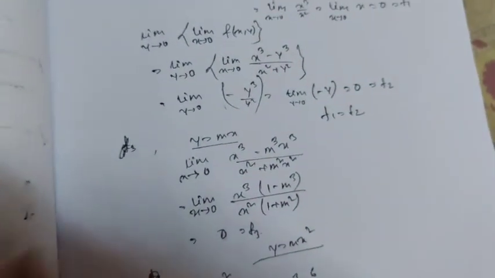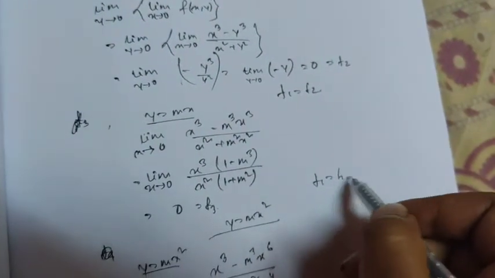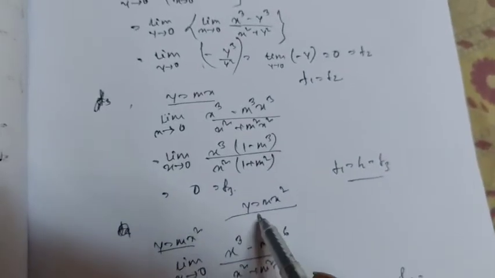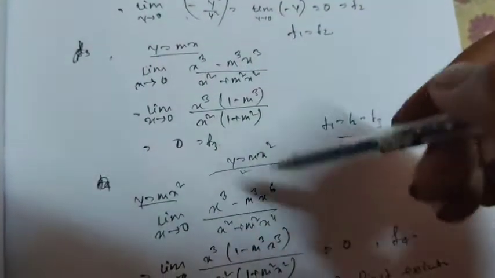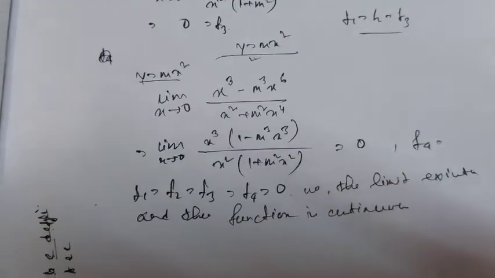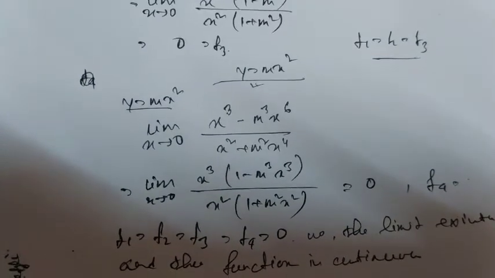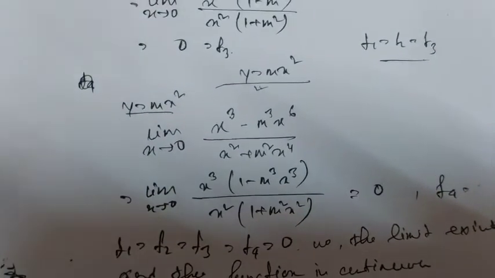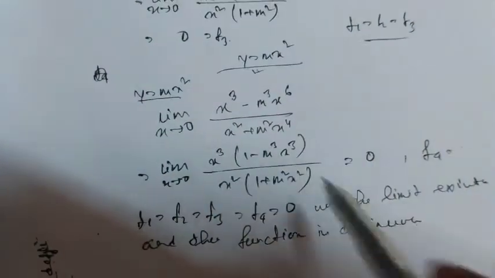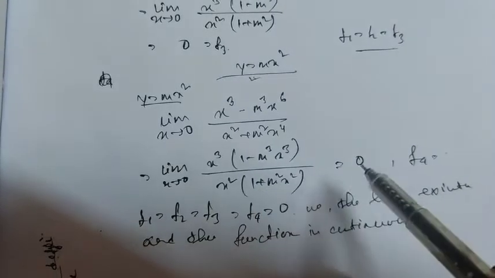In the previous video we saw that if f1 = f2 = f3, then we have to put y = mx^2. If we put y = mx^2, we get the limit as x tends to 0 of (x^3 - m^3 x^6)/(x^2 + m^2 x^4). If we simplify it, we get x^3(1 - m^3 x^3)/(x^2(1 + m^2 x^2)), which is equal to 0.